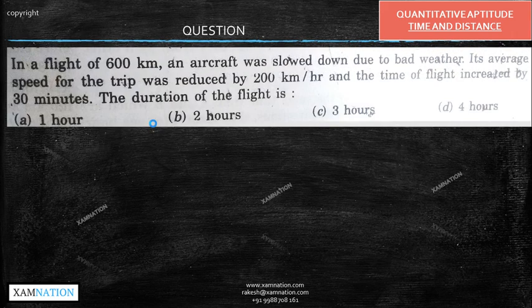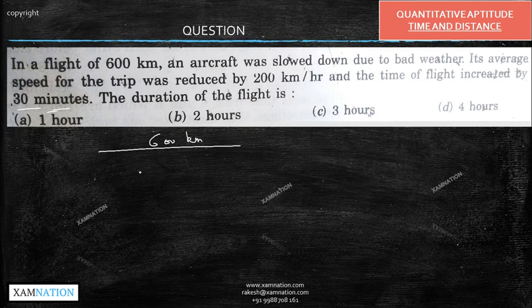Okay, so let's see the next question. In a flight, the overall journey is 600 kilometers. An aircraft was slowed down due to bad weather. Its average speed for the trip was reduced by 200 km per hour, and the time of flight increased by 30 minutes. Here it is given in minutes and the other things in kilometers, so we can convert it into hours. It will be 0.5 hours.